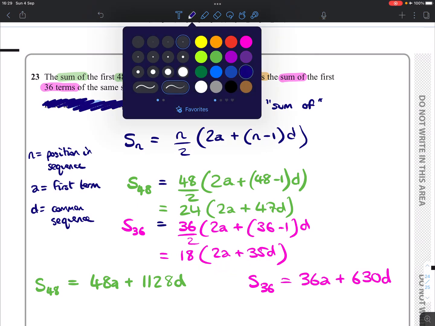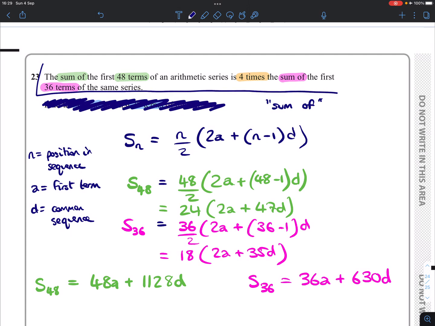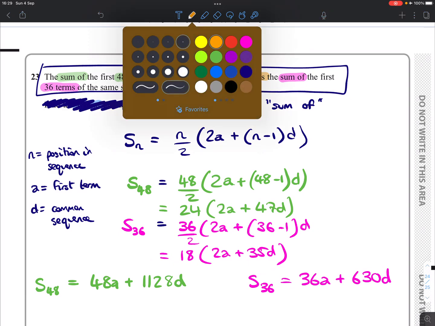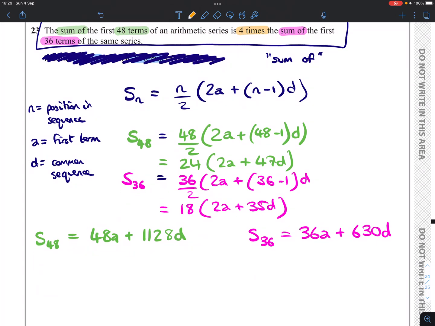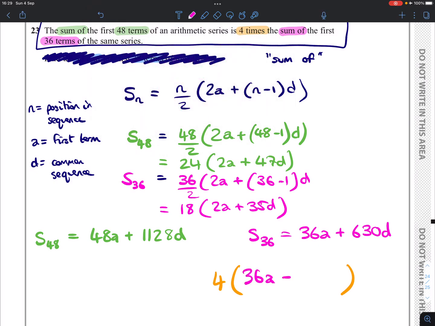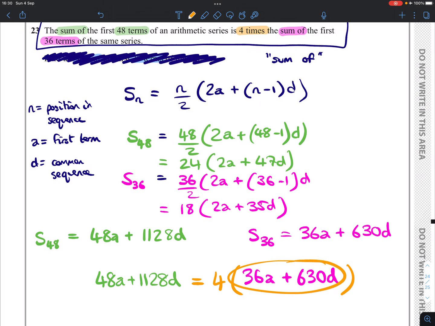So what we have here is that all of this statement, with the exception of the 4 times bit, the green bit and the pink bit, we have written there and there. Now we can actually make the link of this 4 times. What's in green is 4 times as big as what's in pink. So 4 times what's in pink will equal what's in green. So I can create the following equation. That is 48a plus 1128d equals 4 times 36a plus 630d.